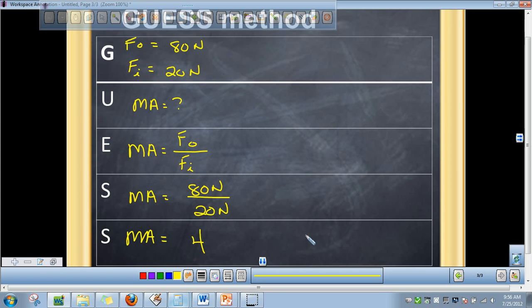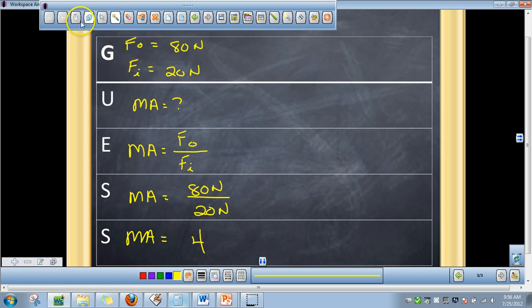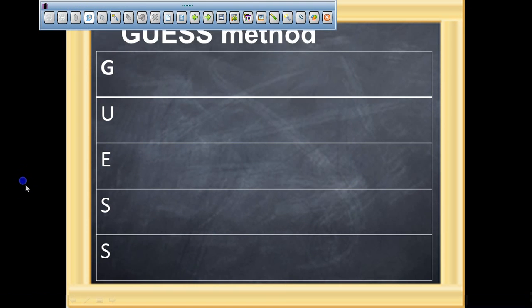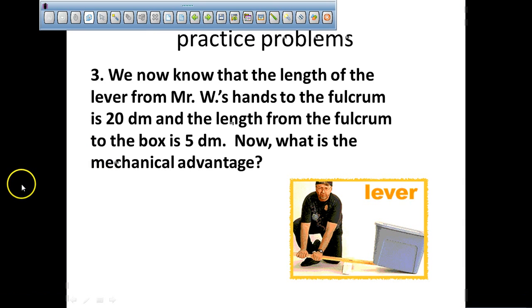Okay, not bad. We know that the mechanical advantage of the lever that Mr. W used is just a bit less than the mechanical advantage of the wheel and axle we calculated in the first problem. Let's see if we can do this again, this time with a different set of information. It says we now know that the length of the lever from Mr. W's hands, right here, to the fulcrum, right here, is 20 decimeters. And the length from the fulcrum to the box is 5 decimeters. Now, what is the mechanical advantage?